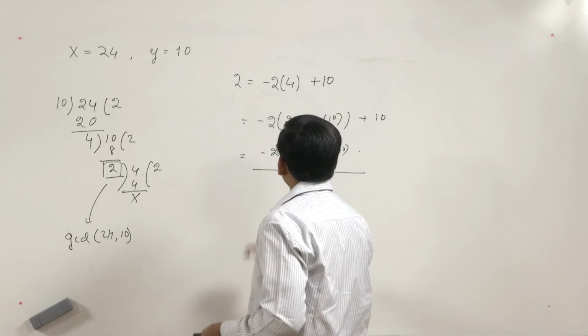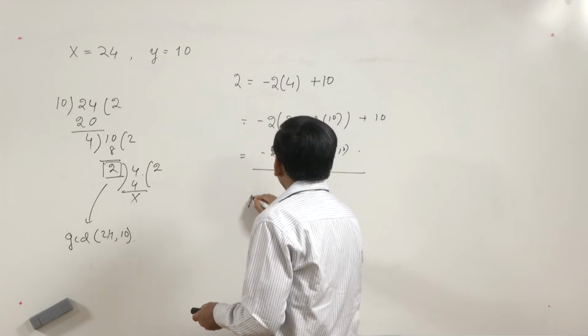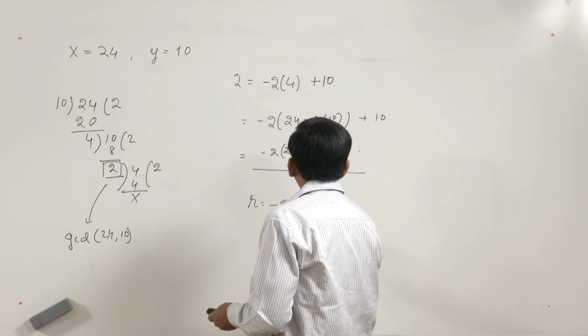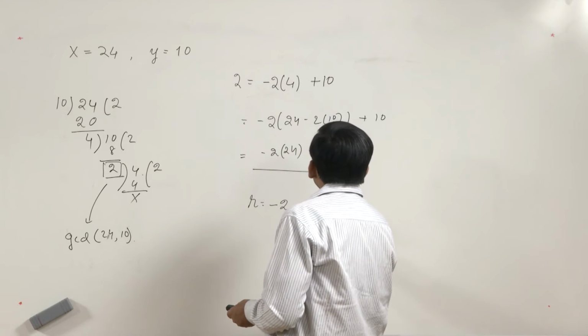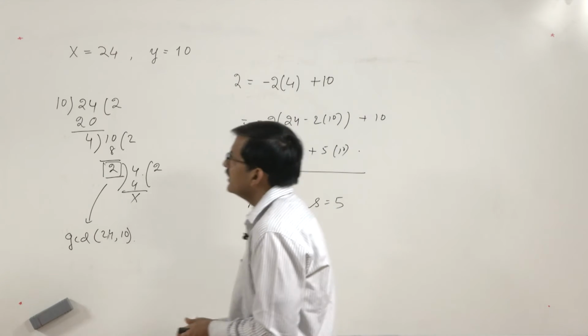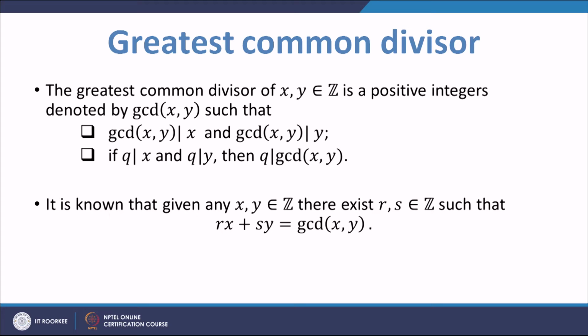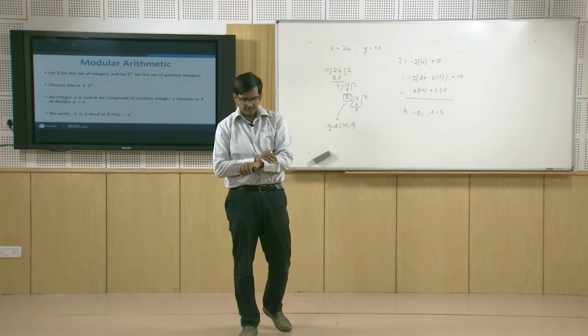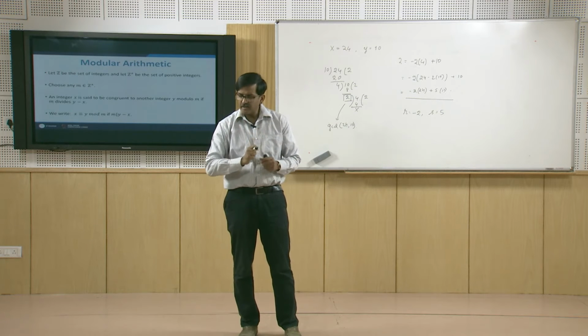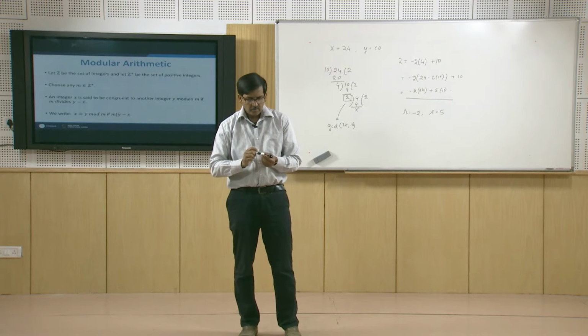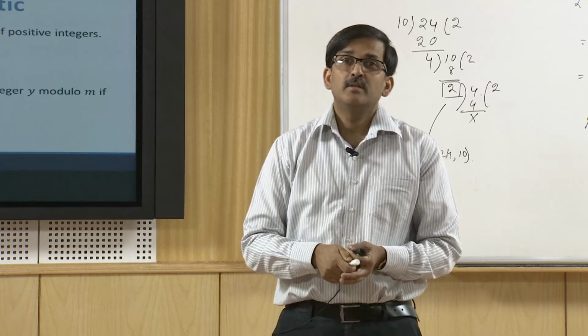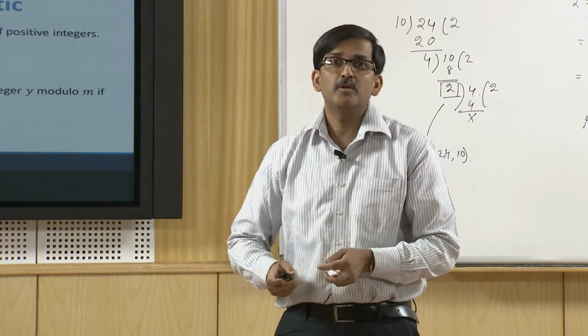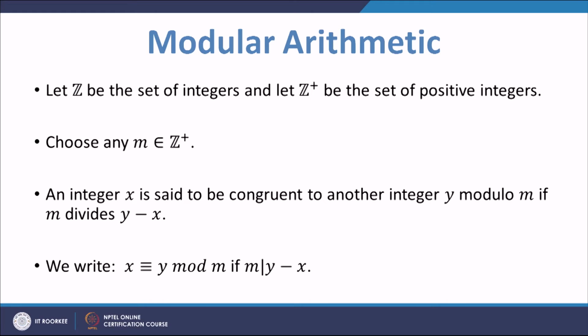We come over here. So, my r is minus 2 and s is 5, and that is what we set out to find: Rx plus Sy is equal to the greatest common divisor. This was the background. After this background, we come to the topic of today, that is called modular arithmetic.